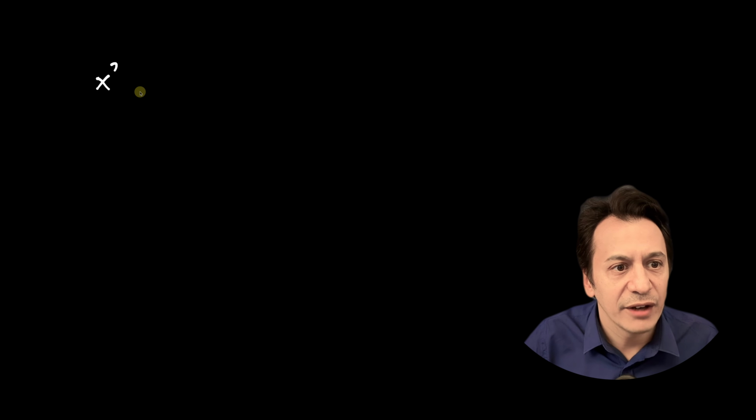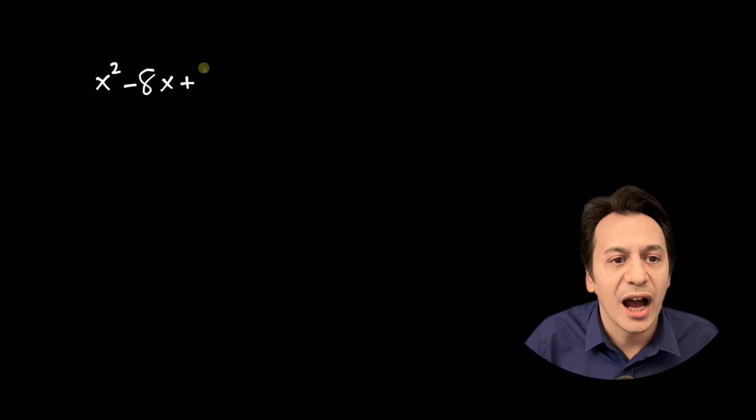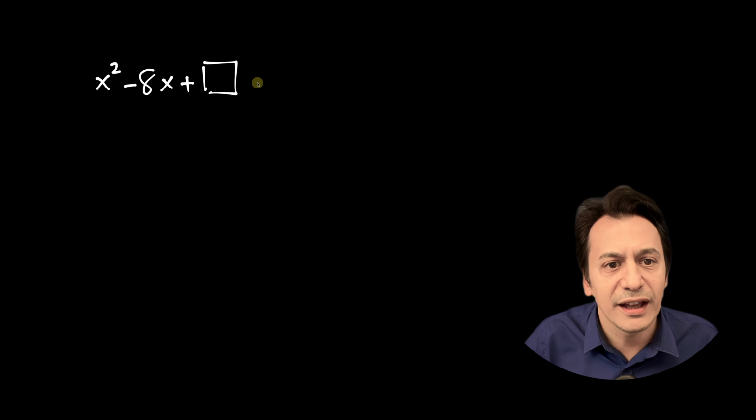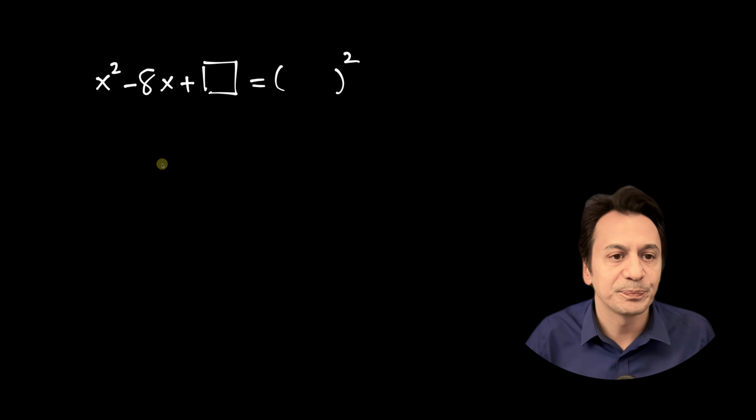Hi, let's keep completing the square, but this time with negative coefficients. Let's go. This time I have an algebraic expression with a minus sign, let's say minus 8x. I will add something to it and then it will become the square of something.